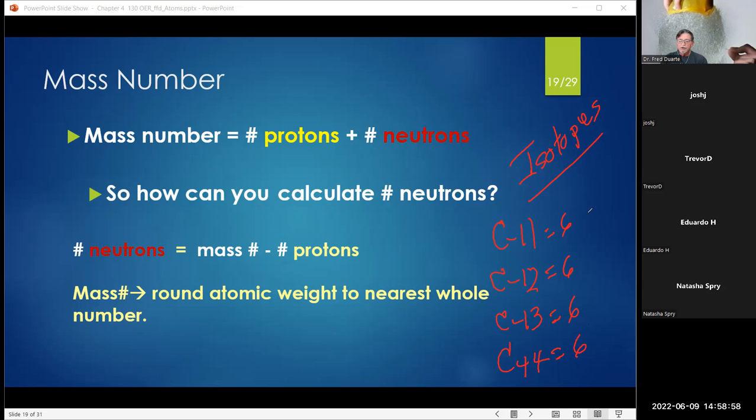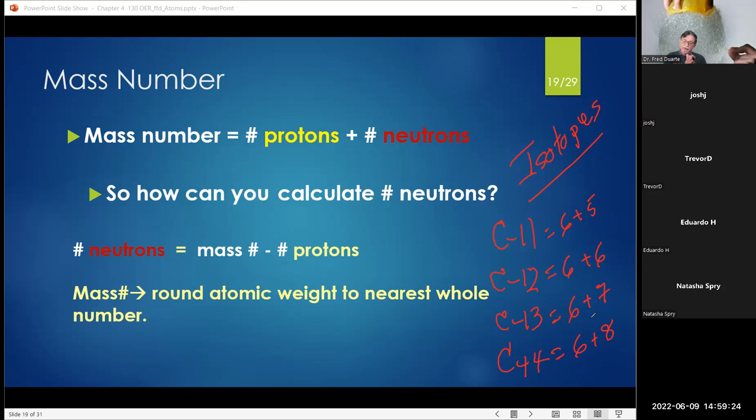The difference is carbon 11 has 5 neutrons. Carbon 12 has 6 neutrons. Carbon 13 has 7 neutrons, and carbon 14 has 8 neutrons. And that is the only difference between these 4 different carbons, the number of neutrons. And so they make up what we call isotopes.